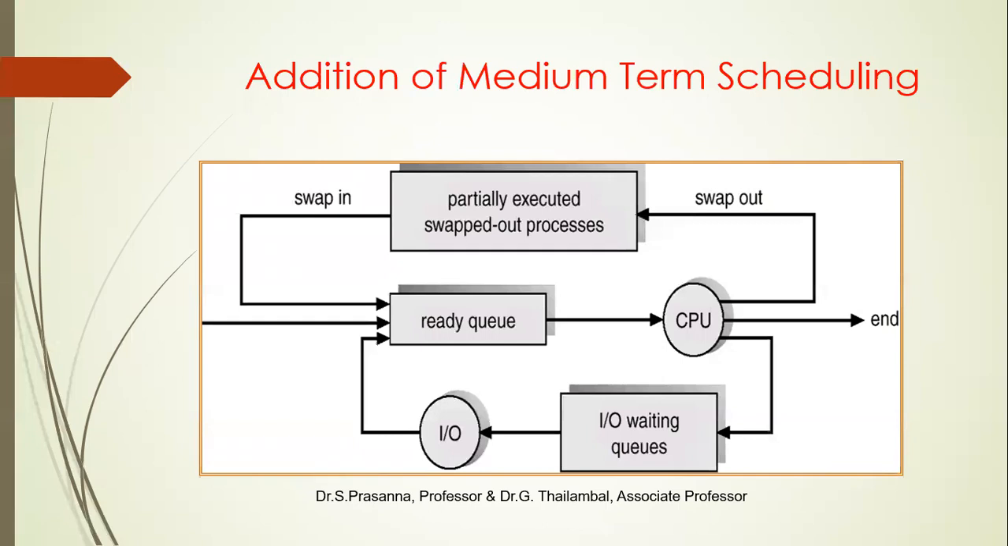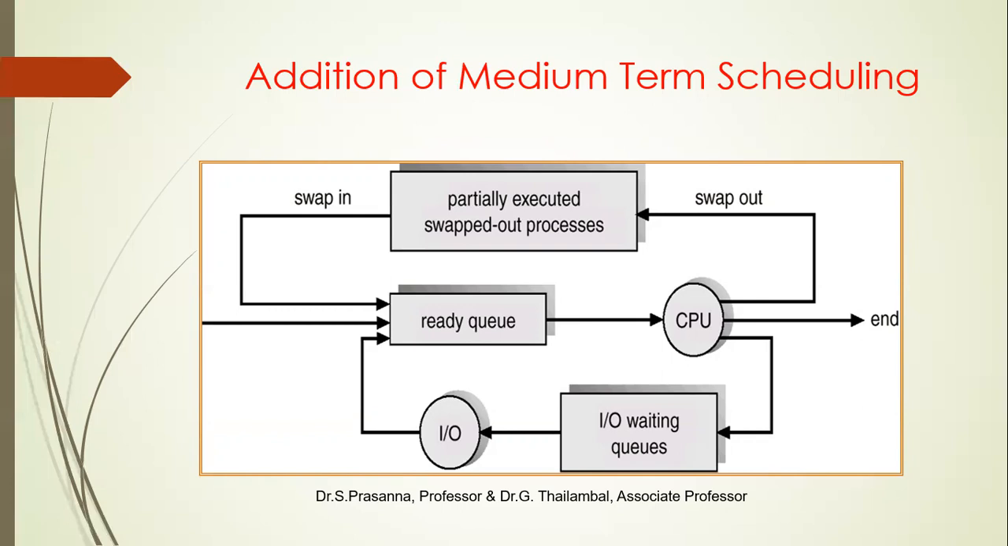Addition of medium term scheduling. Sometimes a medium term scheduling needs to be added. The medium term scheduling work is, whenever a process needs to wait for any IO, waiting in the IO queue, and again it is placed in the ready queue, there won't be any problem. But whenever there is data in a backing store, or any process which is partially executed and swapped out, that process needs to be swapped in with the help of the medium term scheduling only.